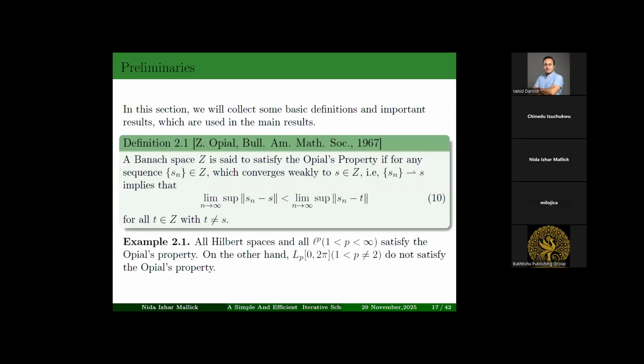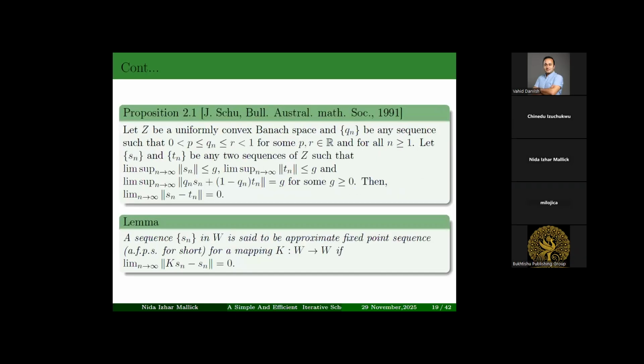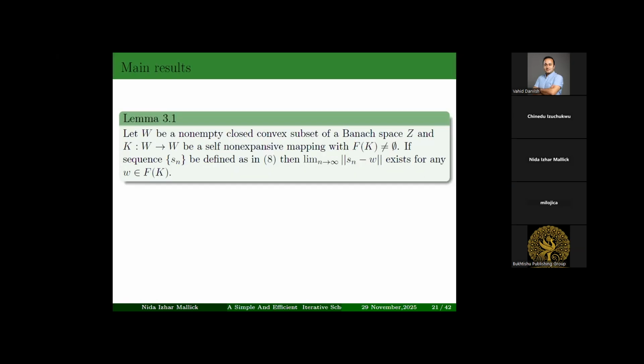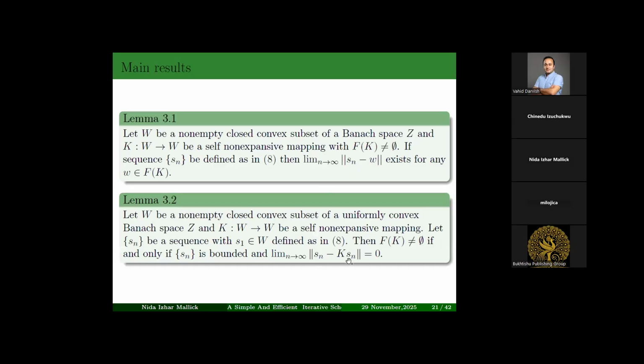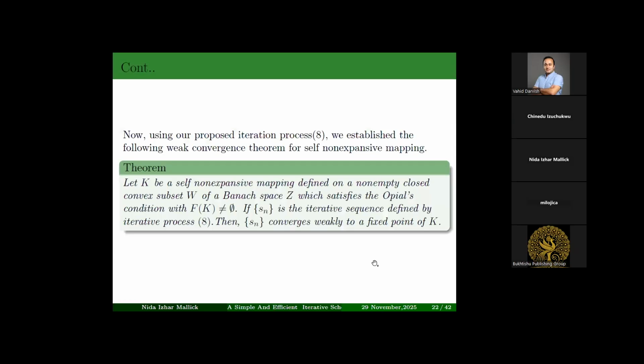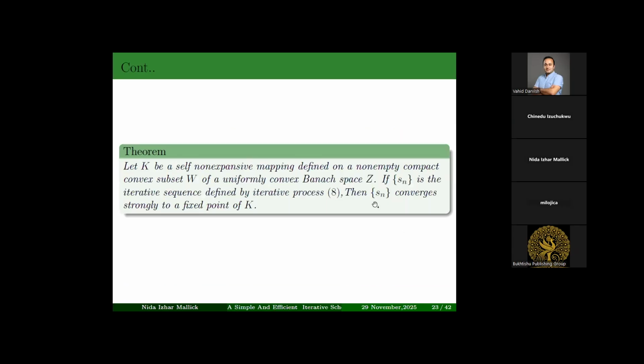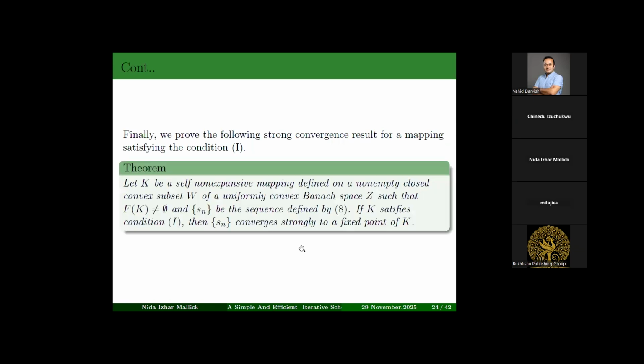Now comes the preliminary section. Here I included some basic results and definitions that I used in my main results showing weak and strong convergence. Here comes the main result section. First of all, we show the existence of this limit. Then we show that it equals 0. Further we prove the weak convergence of the proposed iteration to the fixed point of the corresponding mapping, and then we show the strong convergence of our proposed iteration to the fixed point of the corresponding non-expansive mapping. And then we prove the strong convergence for a mapping satisfying condition I.